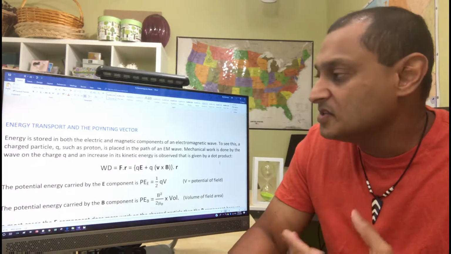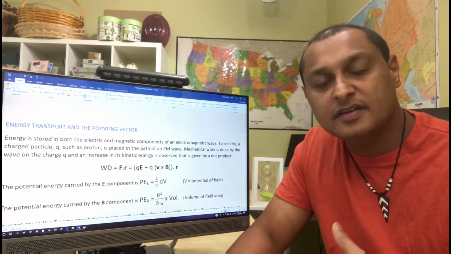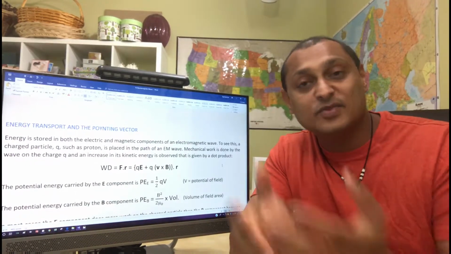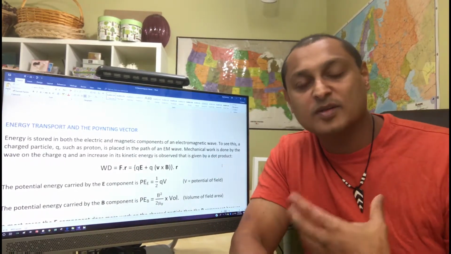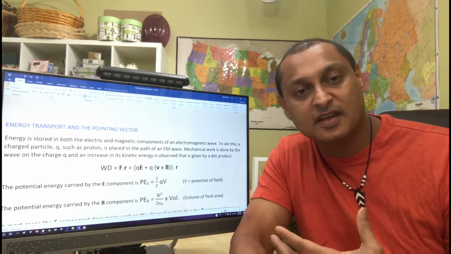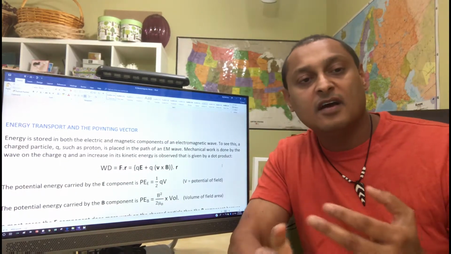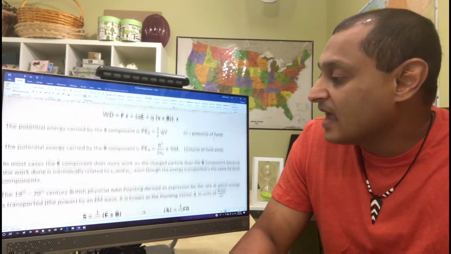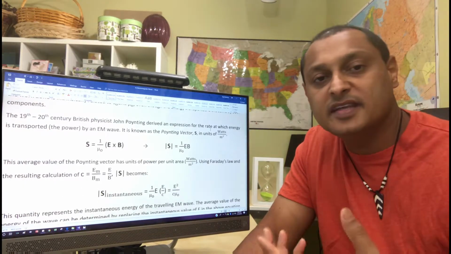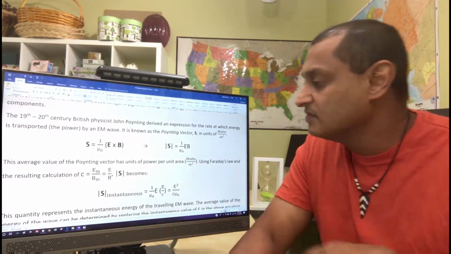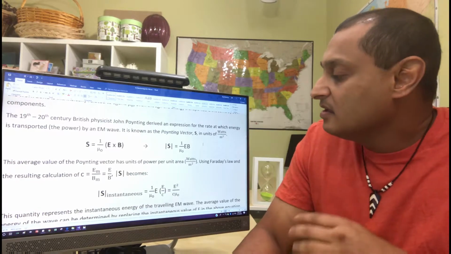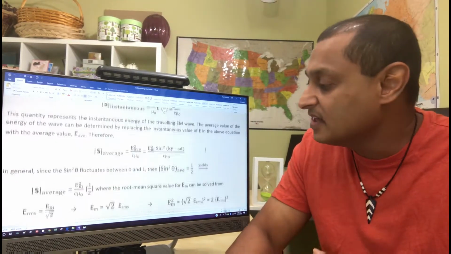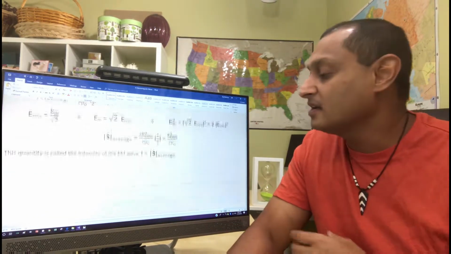Also talk about the energy that's being transported in a wave. If a material absorbs radiation, material being you or myself, we step outside, we feel the heat from the sun, we're absorbing radiation from the sun in many forms: infrared, ultraviolet, and a few other forms. The energy is carried or determined by something called the Poynting vector. And I've derived the Poynting vector and how it is used to calculate the intensity of radiation.